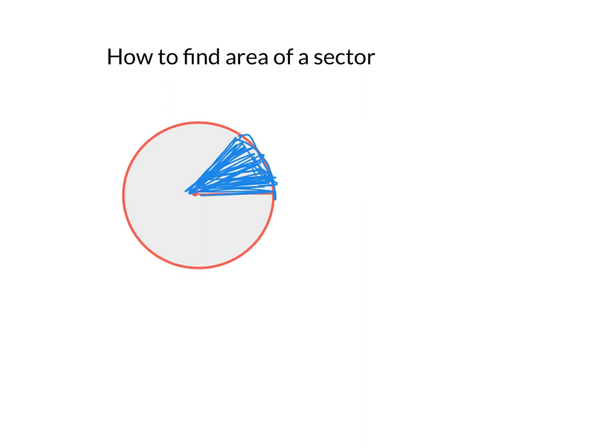All right. And maybe in this case they gave us that theta, this one's going to be in degrees. Theta is going to equal, we could say, 60 degrees. And then our radius, let's say, is 7.